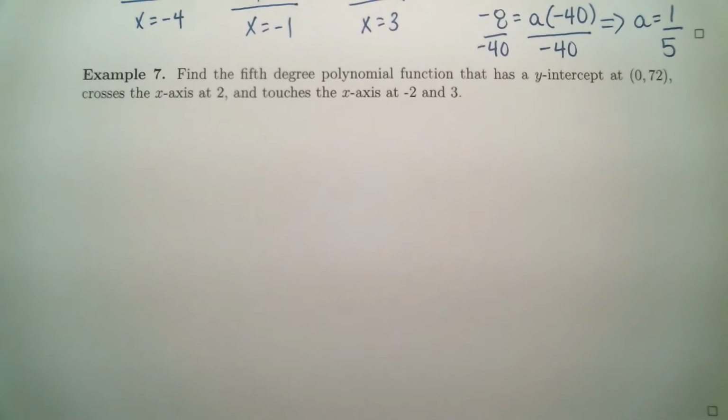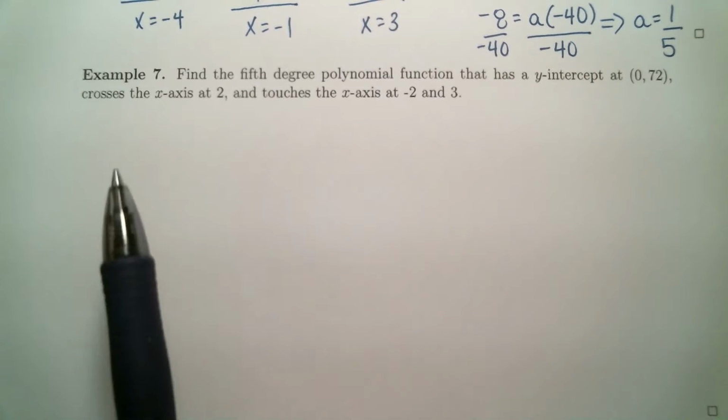Example 6 gave you the picture of the polynomial, and you had to construct your function based off of the picture. Now we don't have a picture. We're just told in words what the characteristics of the polynomial are. So we are dealing with a fifth degree polynomial function. We know the y-intercept, and we know the zeros or the x-intercepts, and we know the behavior at each.